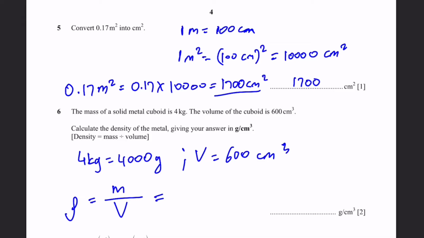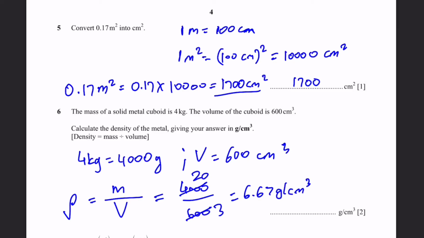You do not need to know the symbols. Even if you write this down, it's fine. But I'm just writing it so that you will have some more knowledge about it. So that's going to be equal to 4,000 divided by 600. And when we cancel this, it becomes 20 over 3. And this becomes 6.66 or 6.67 grams per centimeters cubed.